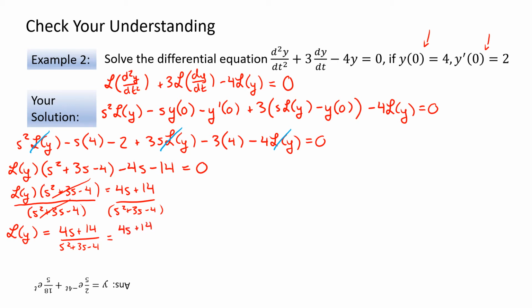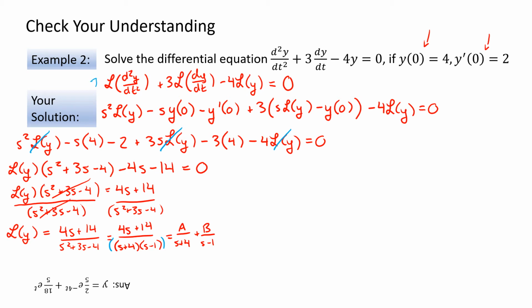So we get 4s plus 14 divided by, this factors to s plus 4 and s minus 1. Now this is where our partial fractions piece comes in. We have two items sitting in the denominator, so we can write them as A divided by the first term, s plus 4, plus B divided by the second term, s minus 1. Now remember, when we solved this, we multiplied both sides by everything in this denominator, and then we're able to solve for the fractions A and B.